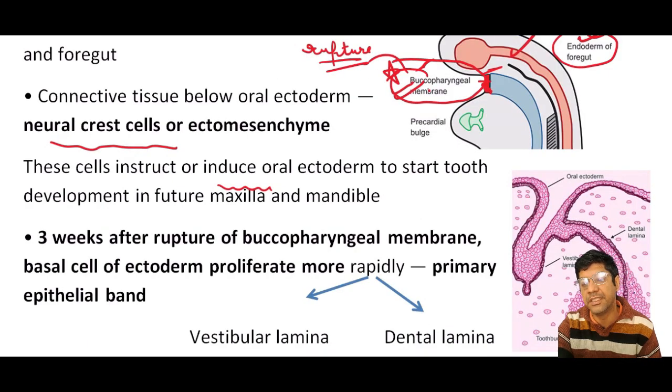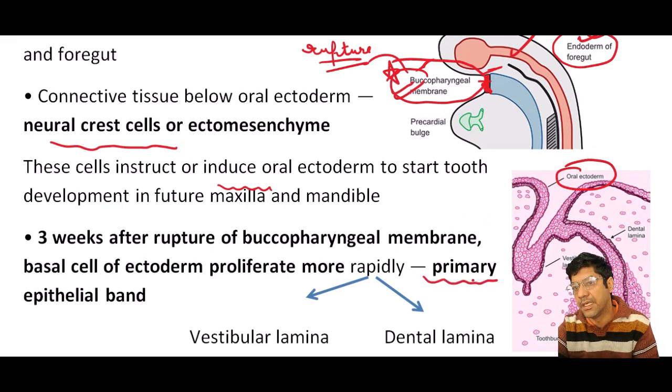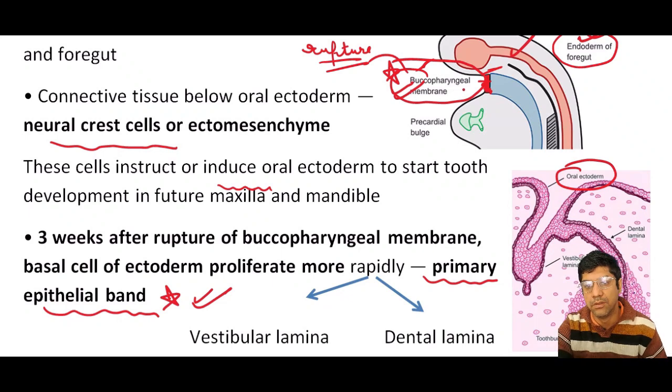So during the early stages of embryo development, after the rupture of the buccopharyngeal membrane, when the embryo is about 6 weeks old, there is an increase in the proliferation of certain areas of the basal cells within the oral ectoderm. This rapid division leads to the creation of what is known as the primary epithelial band. This band of epithelium extends into the underlying ectomesenchyme along the future dental arches, resembling a horseshoe appearance.